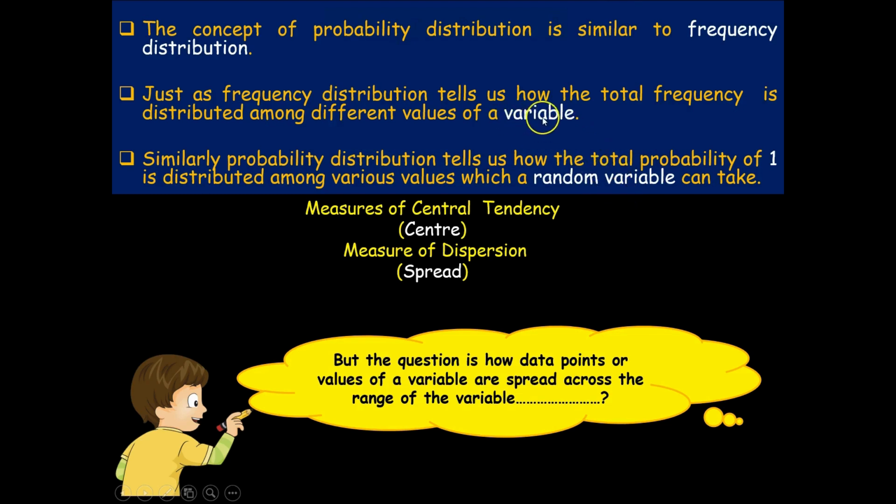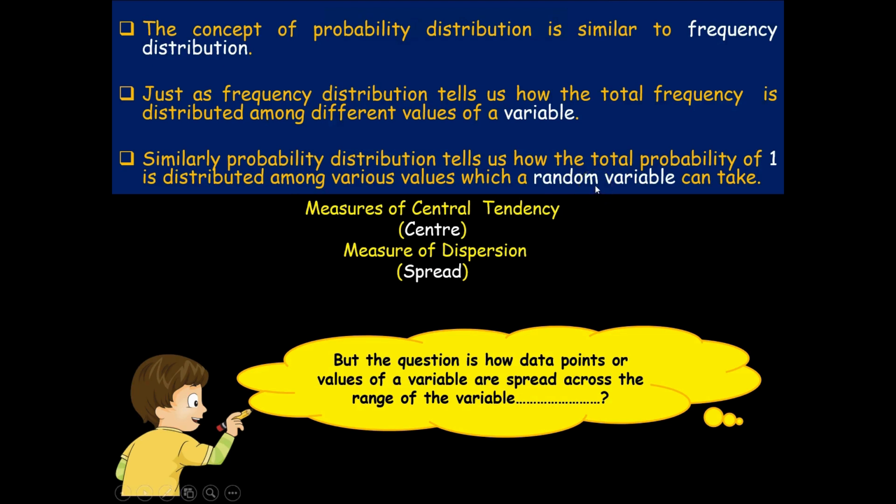A variable is a measured characteristic that can vary in degree or extent, or it can take any value, and it varies from one individual to another. But a random variable is something different. It is a function which takes real values and which are determined by the outcomes of a random experiment.